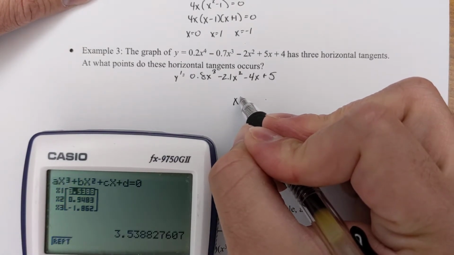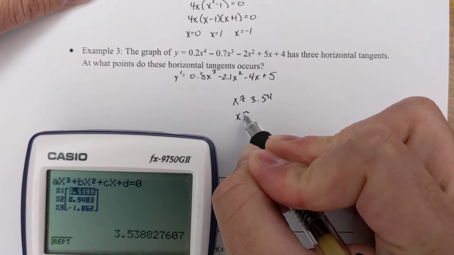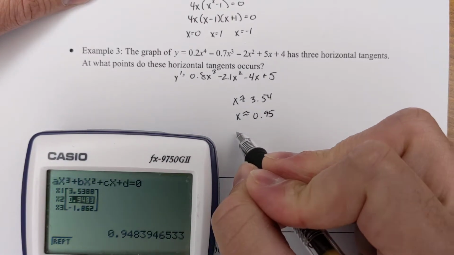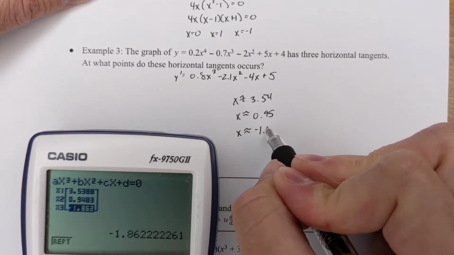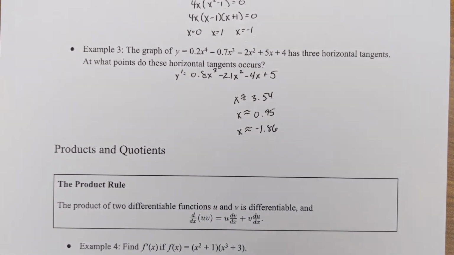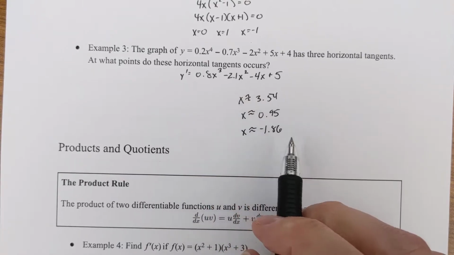So x is about 3.54, x is about 0.95, and x is approximately negative 1.86, where the horizontal tangents are. Or you could have graphed this equation and found the x-intercepts, which would be these values here.